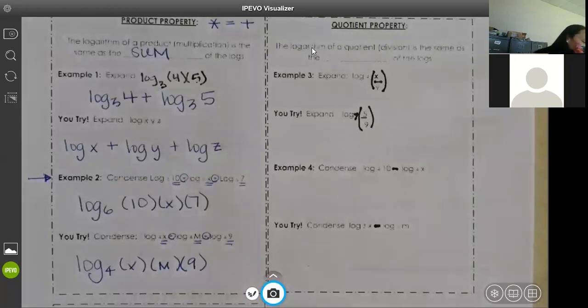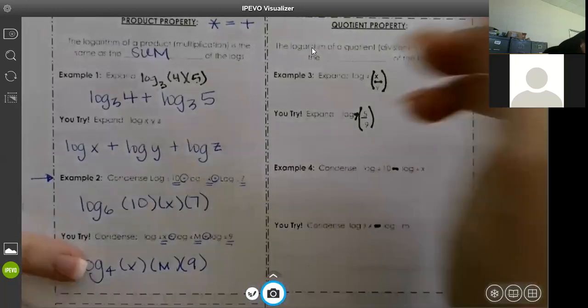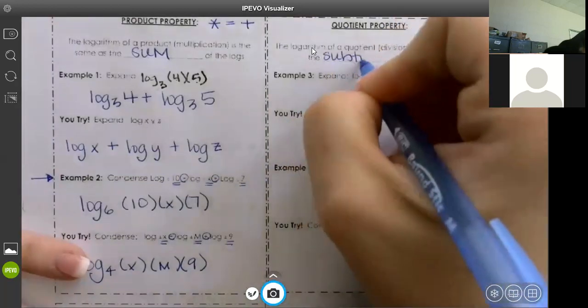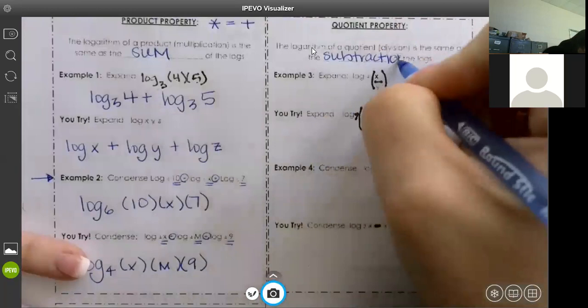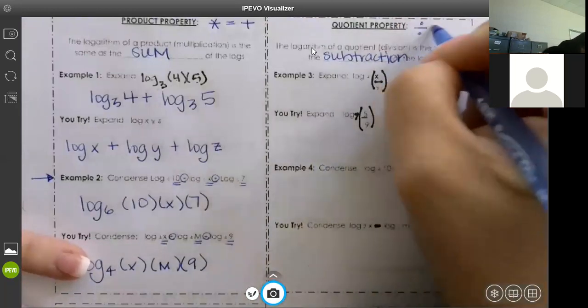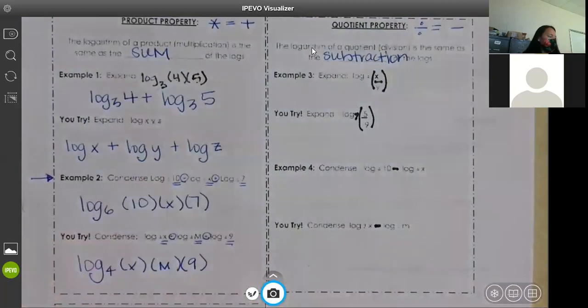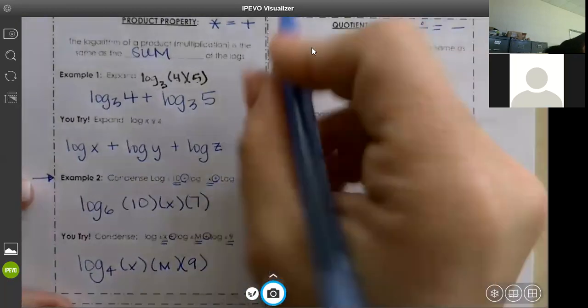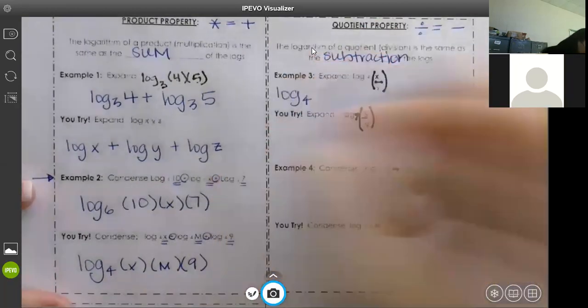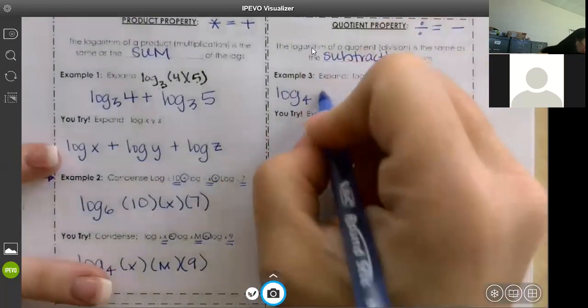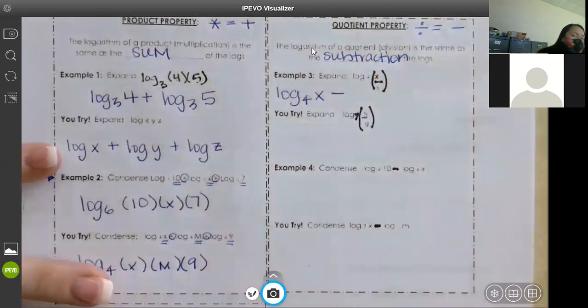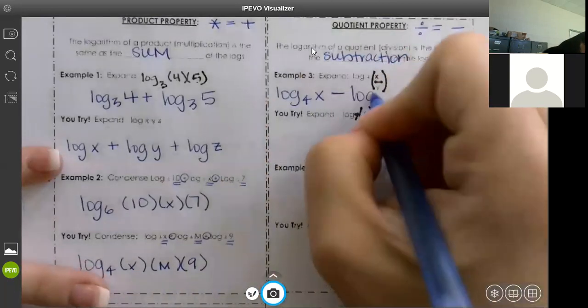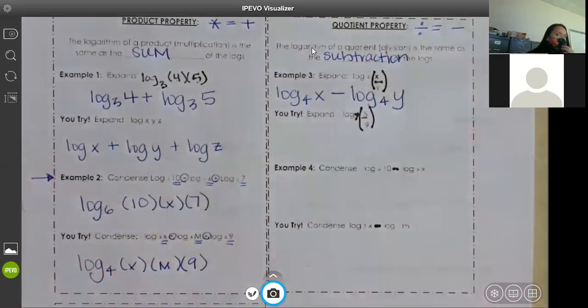All right, so the quotient property, the log of a quotient is the same as the subtraction of the logs. So divide is the same thing as subtract. Right. So when we expand, remember we want multiple logs. So whatever this is, again, it looks like log 4. You're going to put what's on top first, x. It says divide, so we're going to change it to a subtract. And we're going to make another log 4 and whatever's on the bottom, which is y.